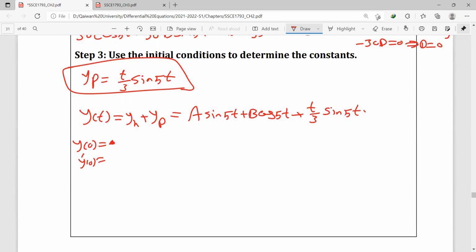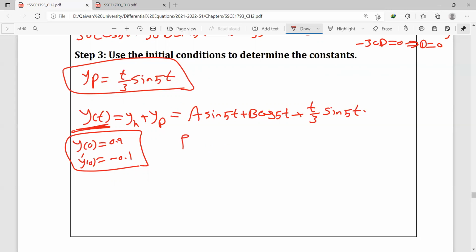y of 0 is 0.2 and y prime of 0 is negative 0.1. We apply these two conditions. That means y of 0 equals what? We replace y by 0.2 and t by 0 to find the values of a and b.